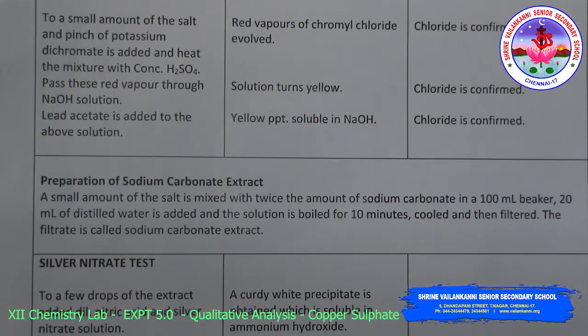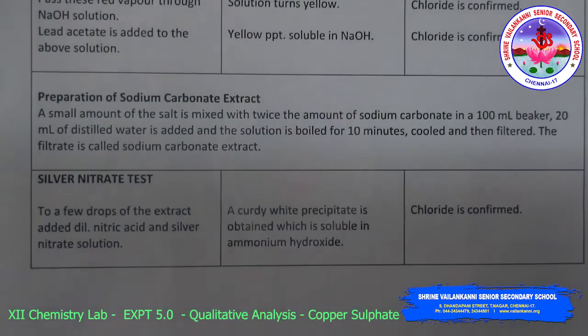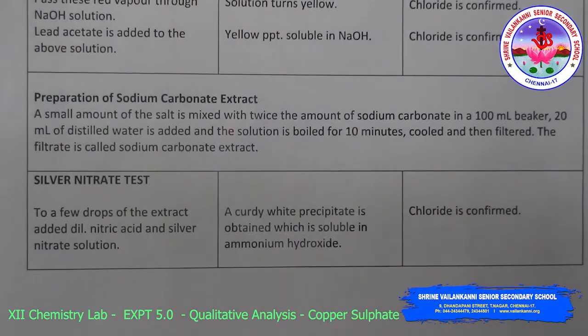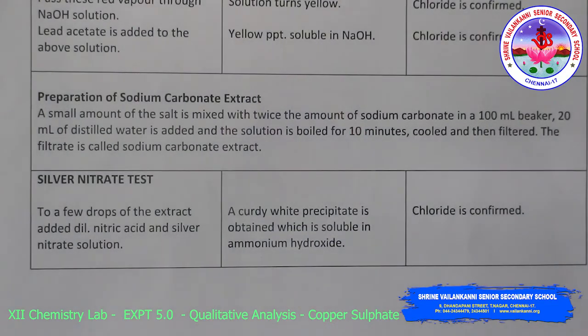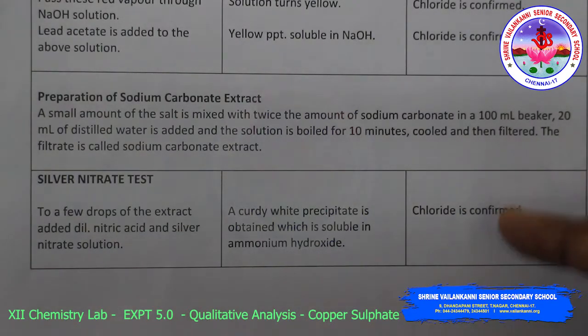Then prepare the sodium carbonate extract and do the silver nitrate test on the extract. Silver nitrate test means adding silver nitrate to the extract. A curdy white precipitate is obtained that is soluble in ammonium hydroxide, so chloride is confirmed.